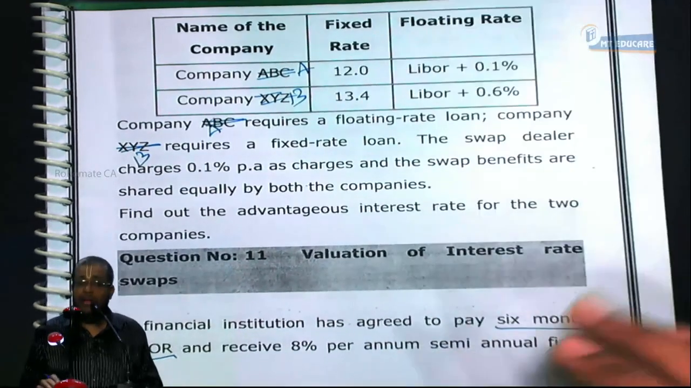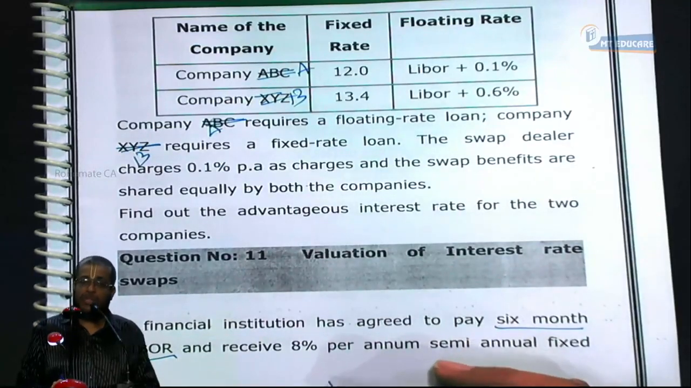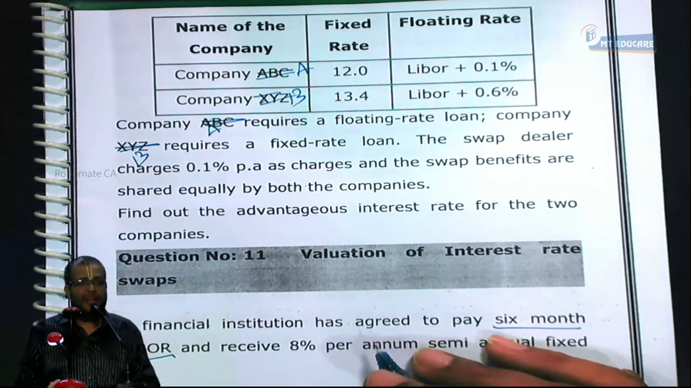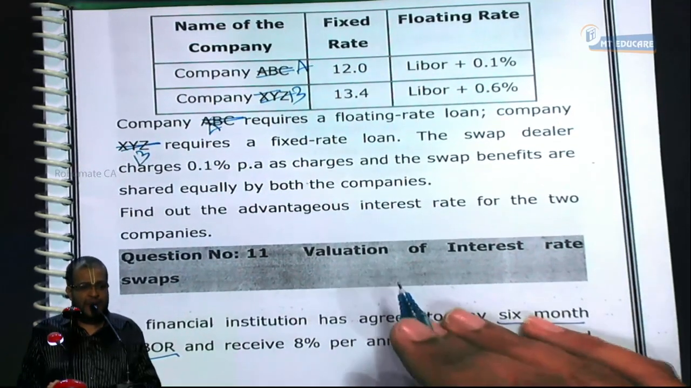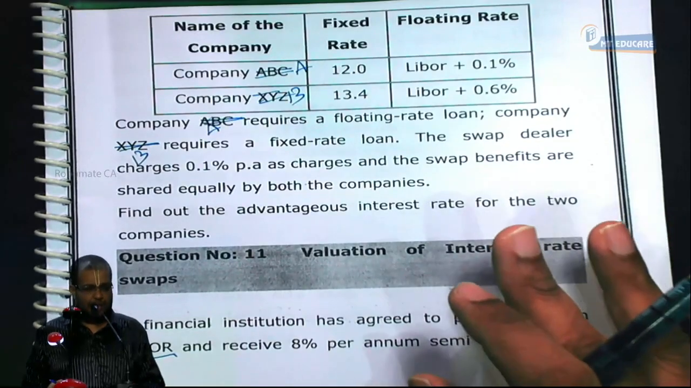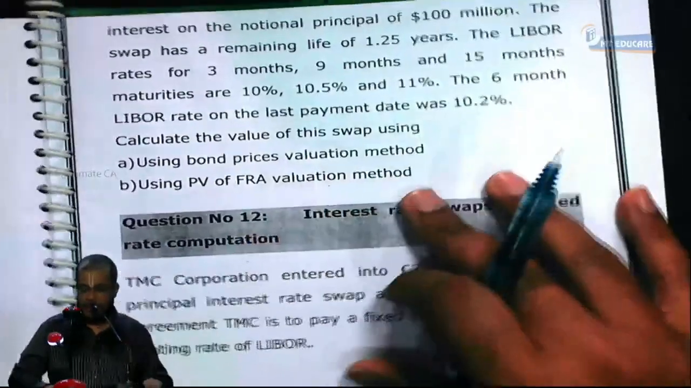At the time of swap initiation and signing, this 8% was correct. On that day, who is having the advantage, the fixed rate receiver or the floating rate receiver? Both have zero advantage. The swap starts with zero value.